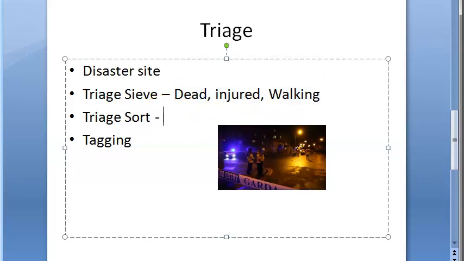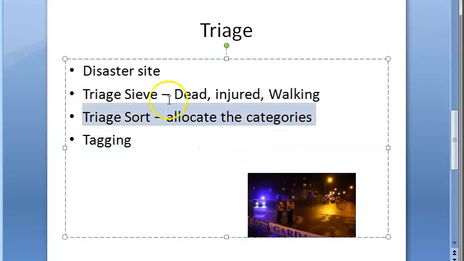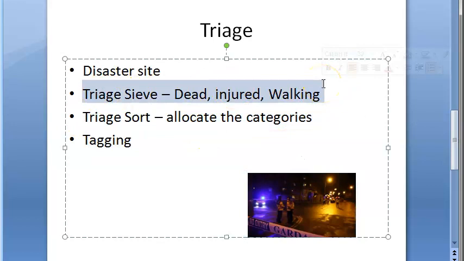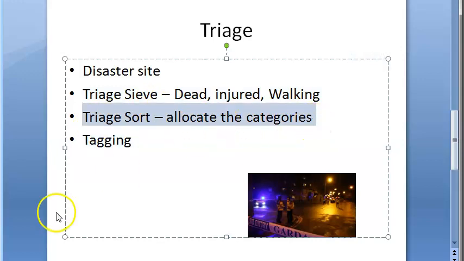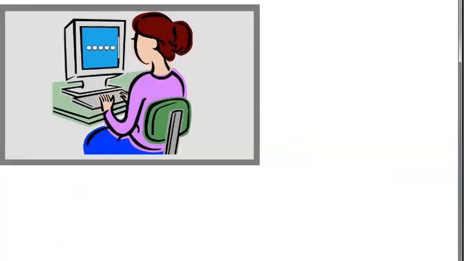Now triage sort is where you will, this is actually the prioritization, okay? So whatever casualties are there, you will allocate the categories. Priority 1, 2, 3, 4, okay? So sort is actually what you're doing. Sieve is before the sorting itself, you will see who is dead, gone that side, who is injured, gone that. Injured will probably come to the sort, correct, no? Okay. And walking also can come, some walking also can come. So that's all for now in triage, guys.